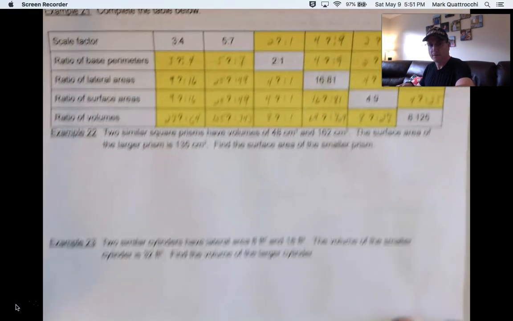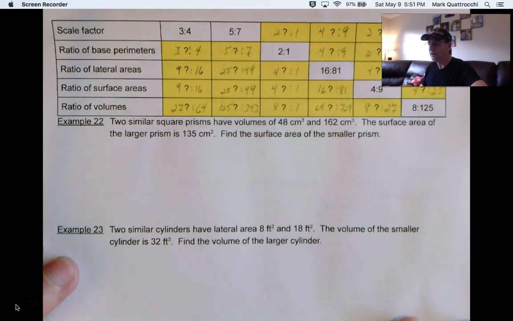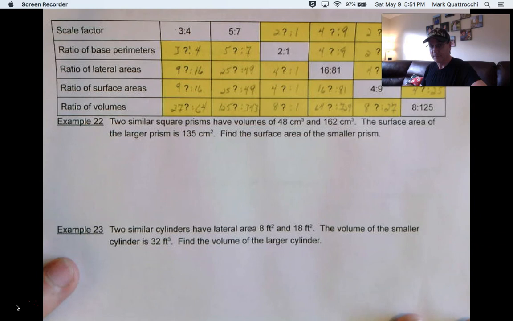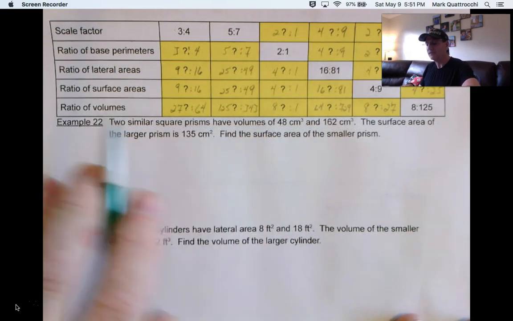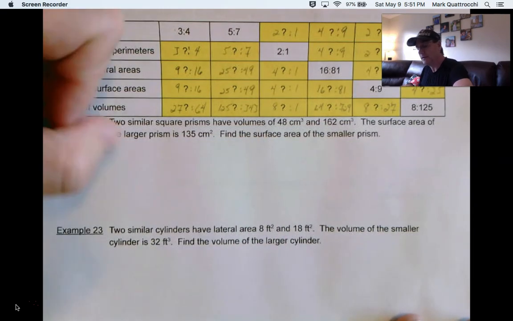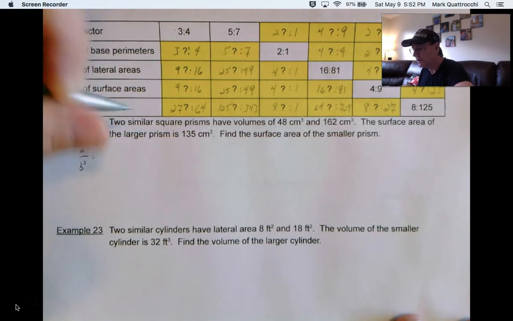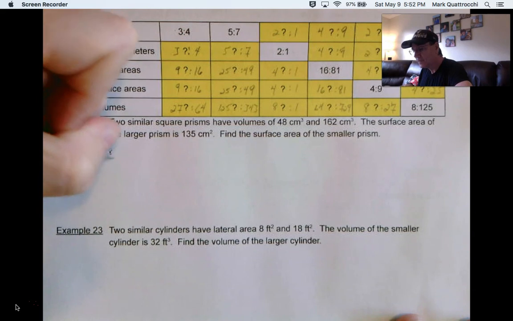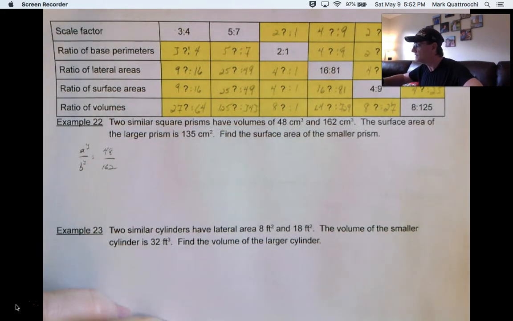Two similar square prisms have volumes of 48 centimeters cubed and 162 centimeters cubed. The surface area of the larger prism is 135 centimeters squared. We want to find the surface area of the smaller. So by giving you the two volumes, I'm giving you the ratio of their volumes, right? I'm giving you the A cubed to B cubed ratio. It's 48 to 162.